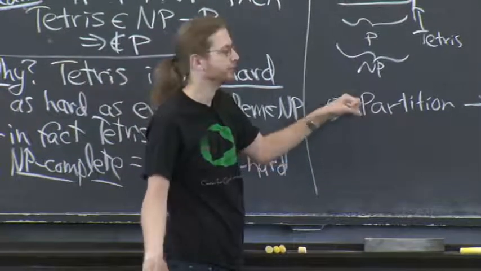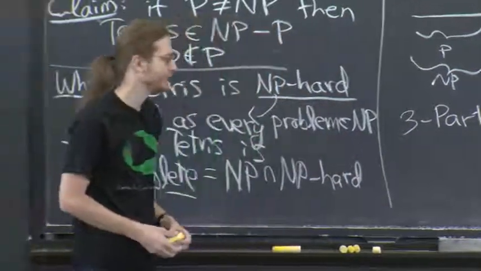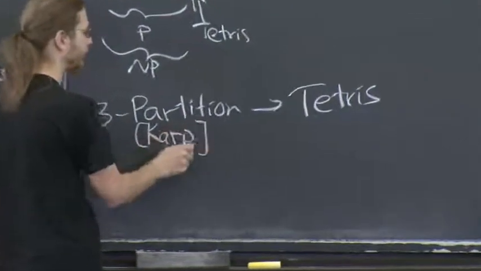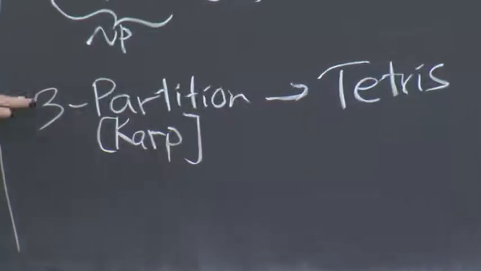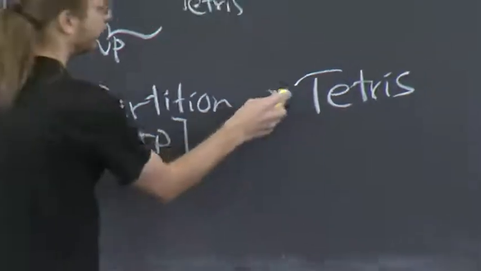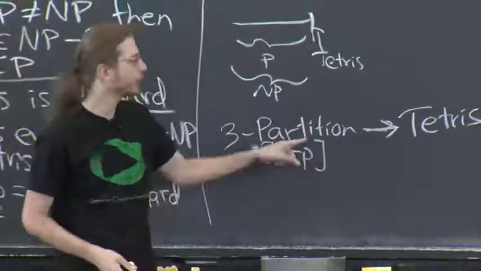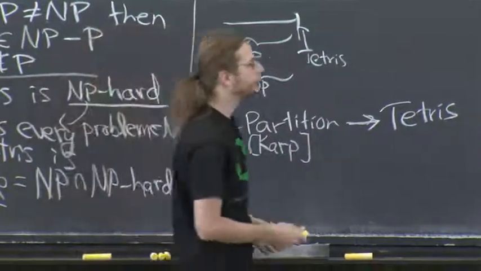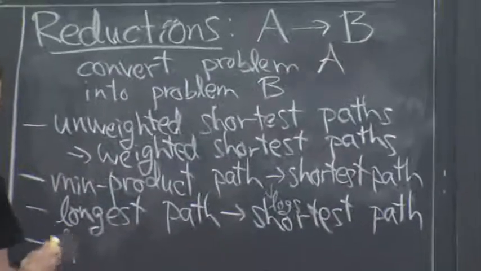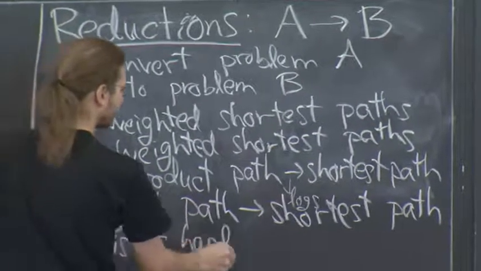And people knew that since one of the first papers, I guess those late 70s, early 80s, by Karp. So Karp already proved, this is standing on the shoulders of giants. Karp proved 3 partition is NP-complete, so I don't need to think about that. All I need to focus on is showing that Tetris is harder than 3 partition. This is what I mean by harder. When I can reduce A to B, we say that B is at least as hard as A.